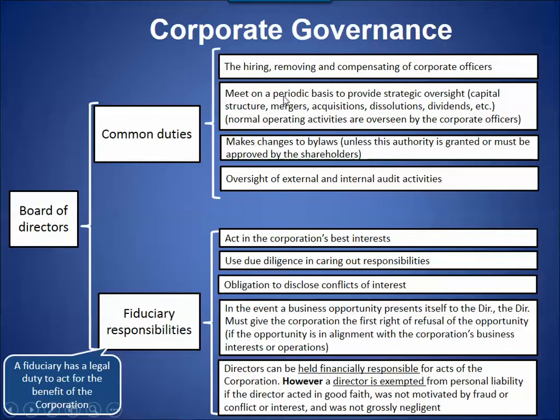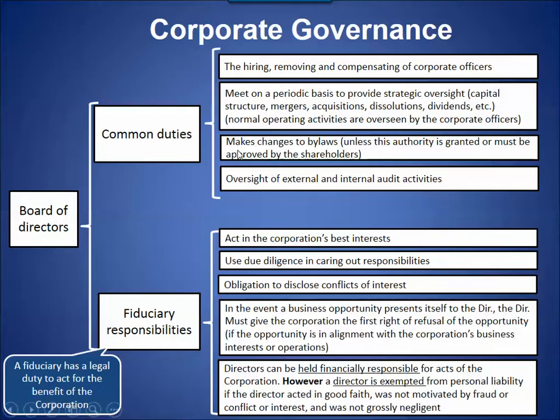The board of directors meet on a periodic basis, and that's at least quarterly, to provide strategic oversight. And strategic oversight includes things like how the capital structure should look in the company, debt versus equity. Also, to provide strategic oversight on mergers, acquisitions, dissolutions, or sales of different divisions of the company, declaring dividends, and other type of strategic activities. Now, the normal operating activities of the corporation is typically overseen by the corporate officers. The board of directors does the strategic governance.